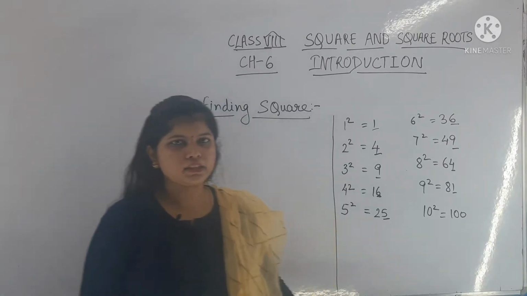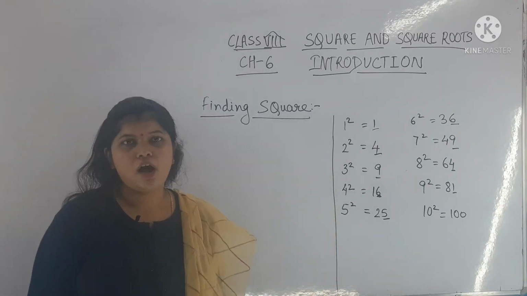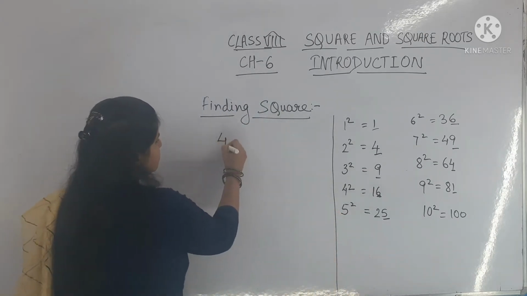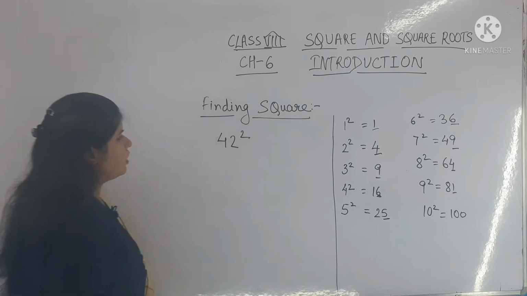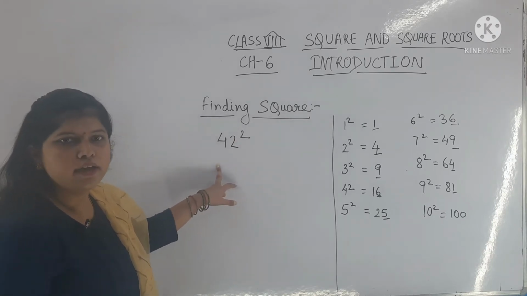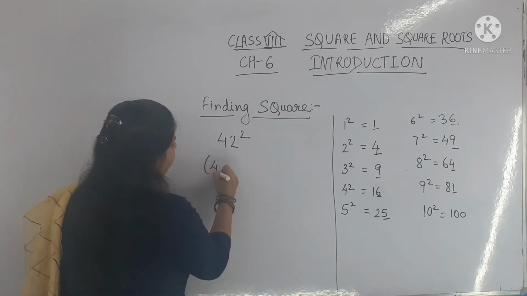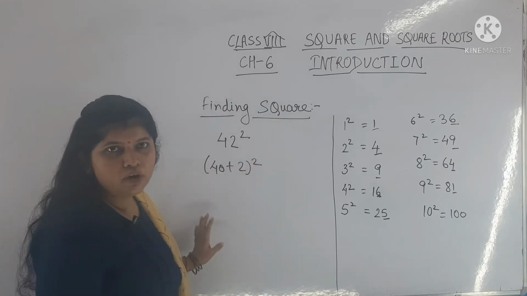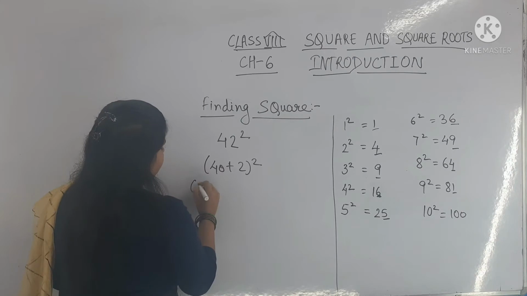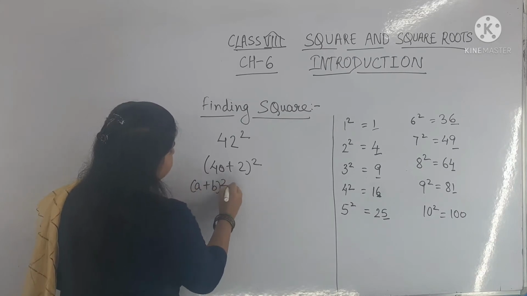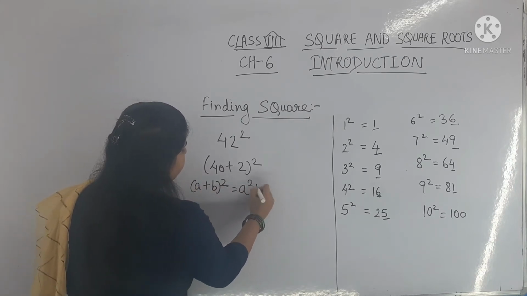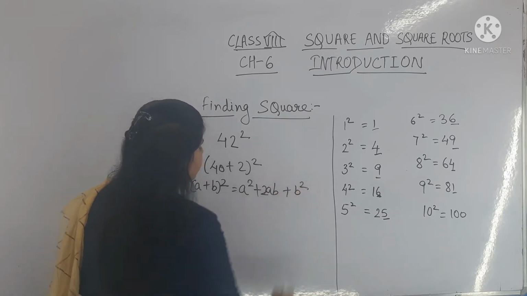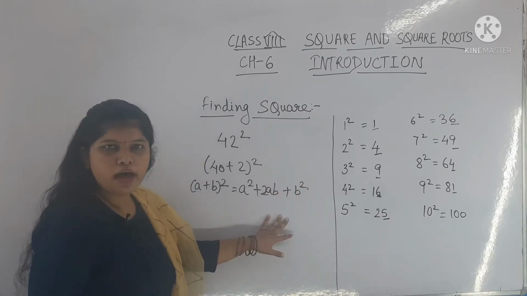Okay students, next topic is finding squares. How do you have to find a square? Some trick is there. If I have to find 42 square, I can write this as 40 plus 2 whole square. One formula for this: (a plus b) whole square is equal to a square plus 2ab plus b square. So this is the formula you have to learn.